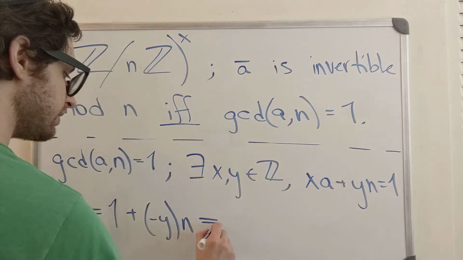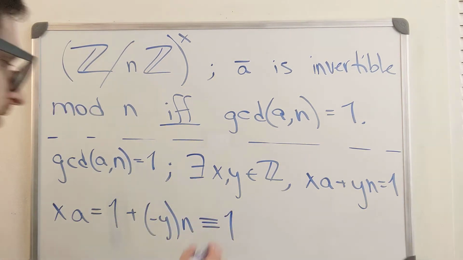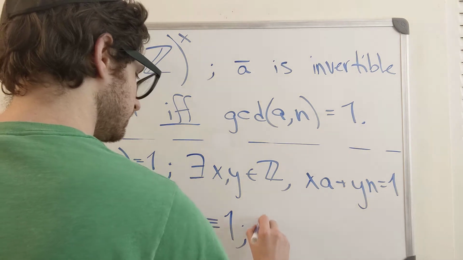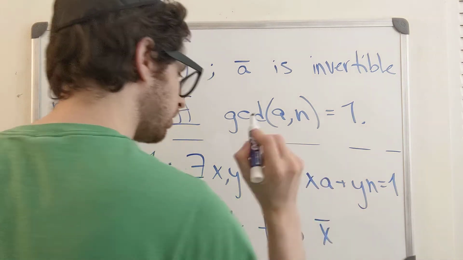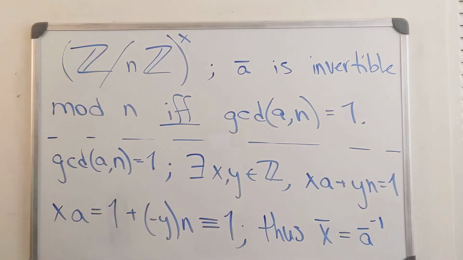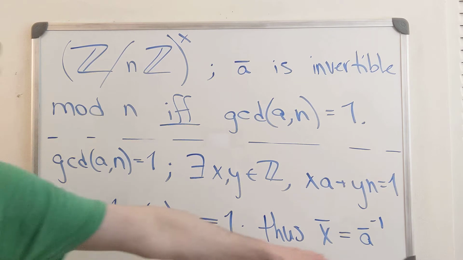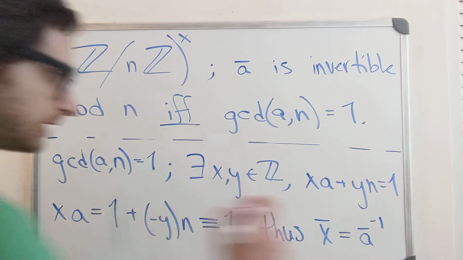And then it's clear that mod n, I'll use triple equals to denote equality mod n, this equals 1. After all, it's 1 plus some multiple of n. And therefore, thus, x bar, let's say, equals a bar inverse. In other words, x, or rather x bar, its equivalence class mod n, is the reciprocal of a.